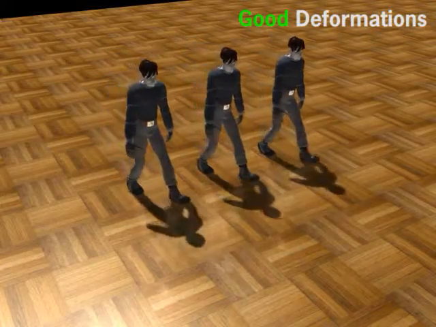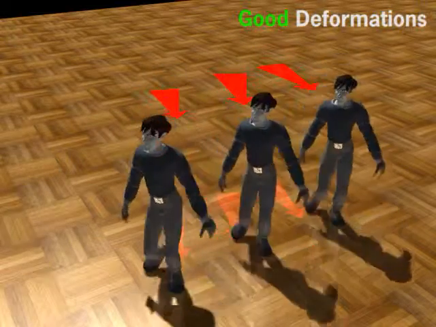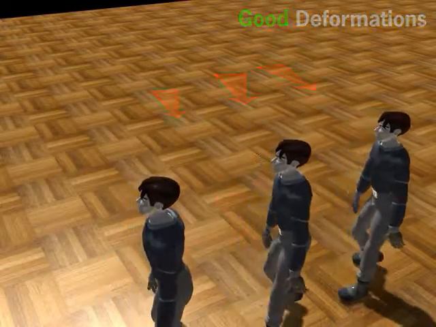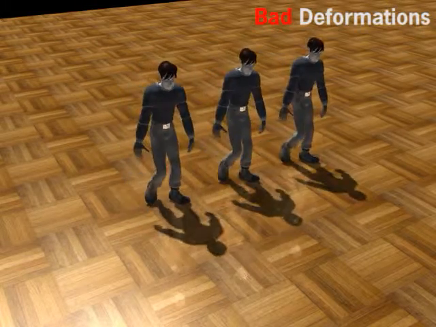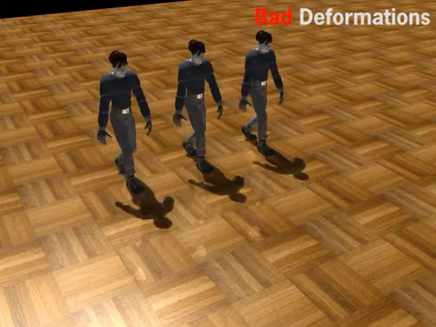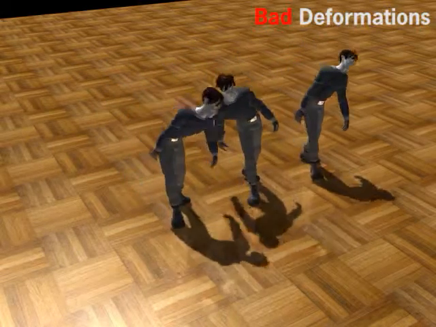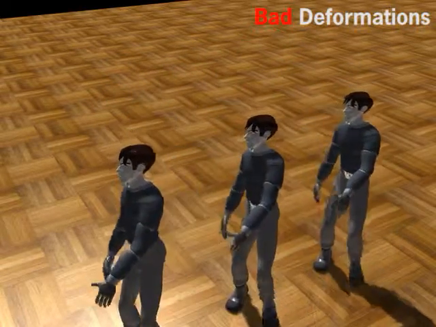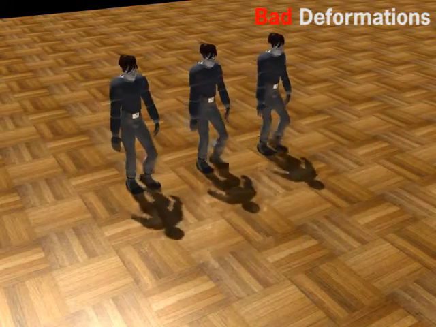Our deformation model is parametric. Some parameters generate good-looking motions, and some parameters generate bad-looking motions. Here are another 3 motions obtained by deforming the original sequence with different deformation parameters. These motions do not look realistic.